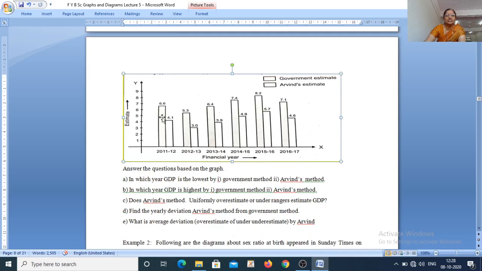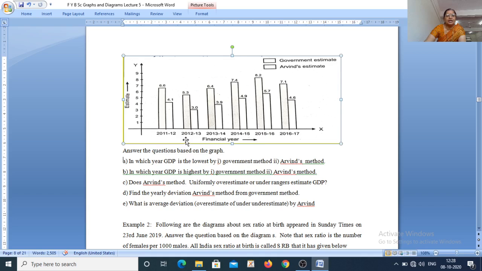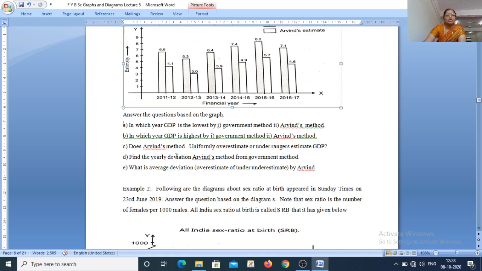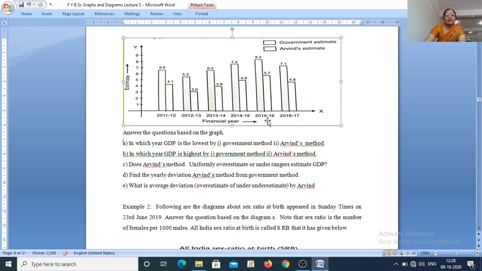So actually there is a shade in this particular diagram, but anyhow we cannot see it in a proper way. The first bar is for government and the second bar is for Arvind. This is the data which appeared in Times of India. What is the question? In which year is GDP lowest by the government method and by Arvind's method?